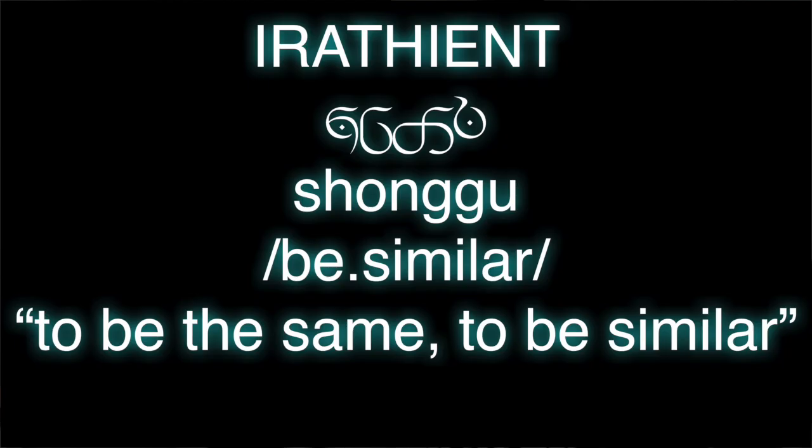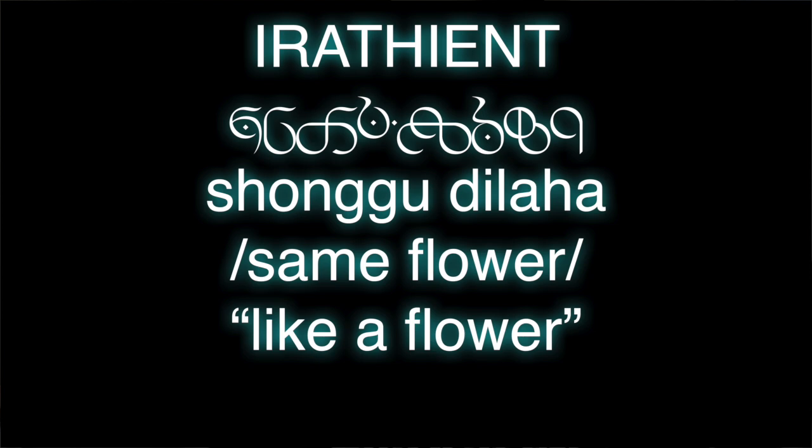Shongu means to be similar to, to approximate, to be the same as, and it eventually became an adposition. And so the question is, where does it appear? Well, it's a preposition because verbs come before the objects that they modify. And so you could say something like shongu dilaha, and that means like a flower. Same story here with inflectional affixes. It just might differ where the affixes are coming from.